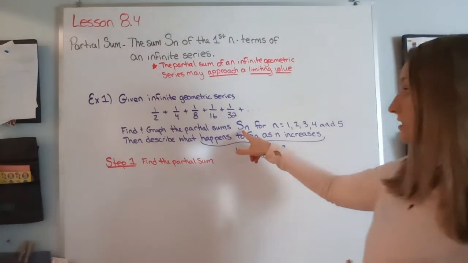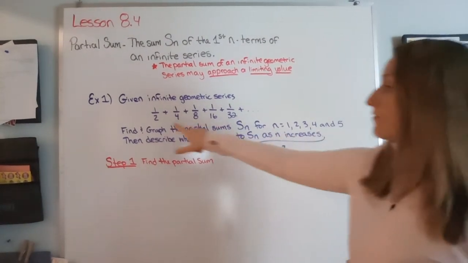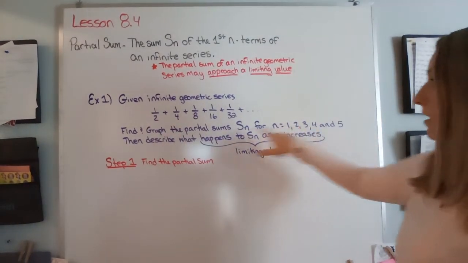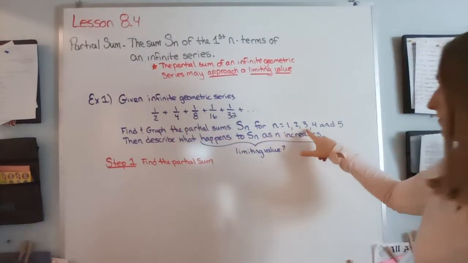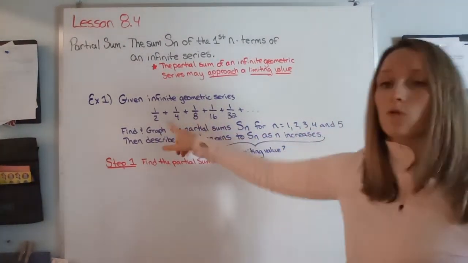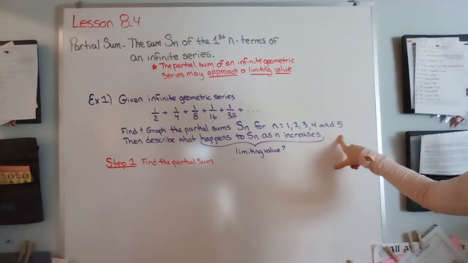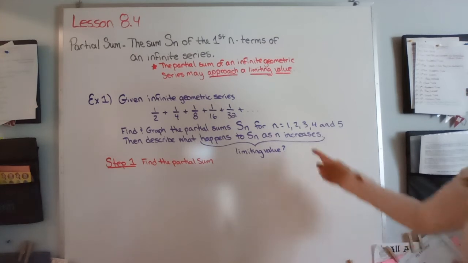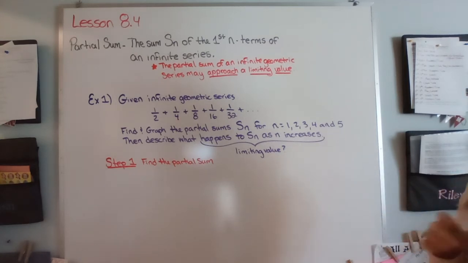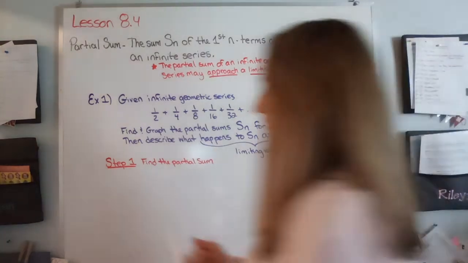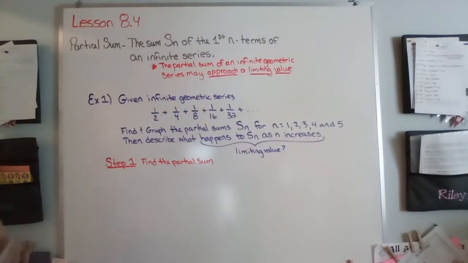It's saying find the sum of the first term of the series, then find the sum of the first 2 terms, then the sum of the first 3 terms, then the first 4 terms, and finally the sum of the first 5 terms. Then we're going to describe what happens to S sub n as n increases. Is there a limiting value? So step 1 is to find the partial sums, S sub 1, S sub 2, and so on as I just described.